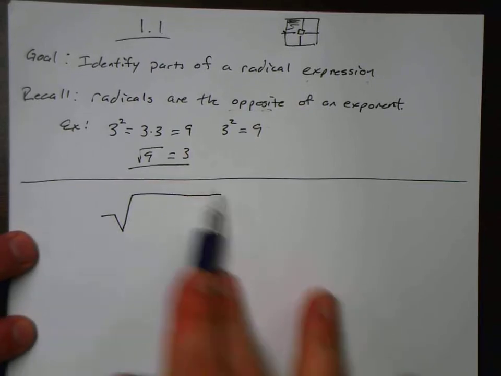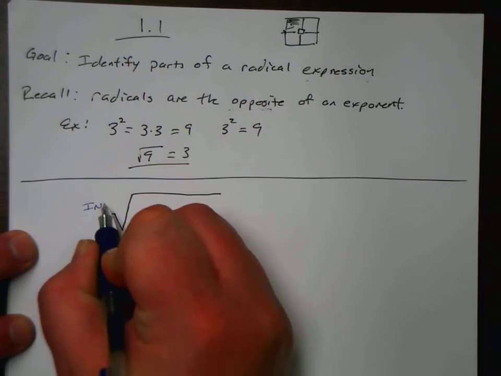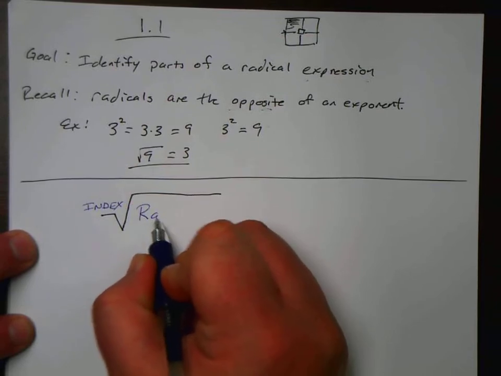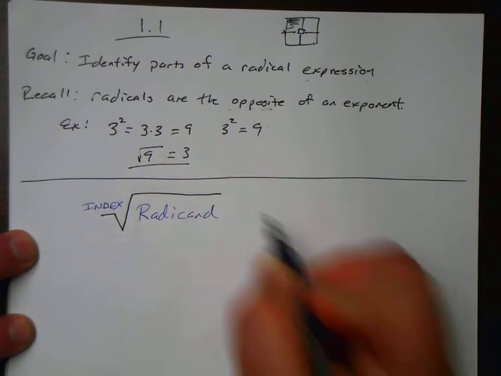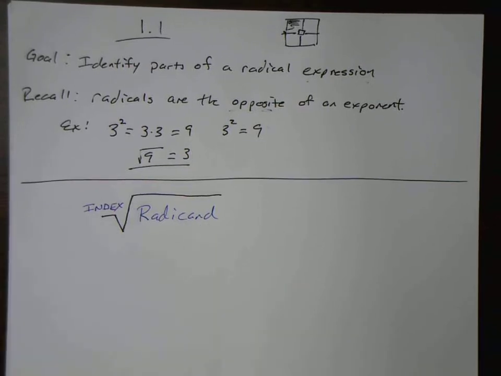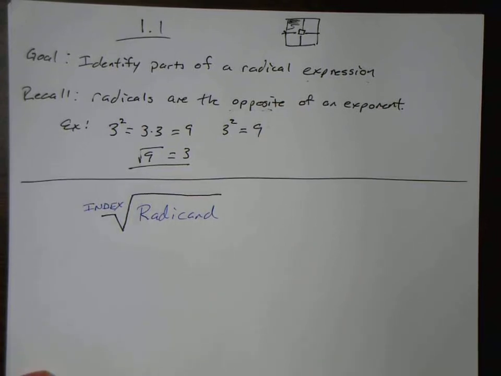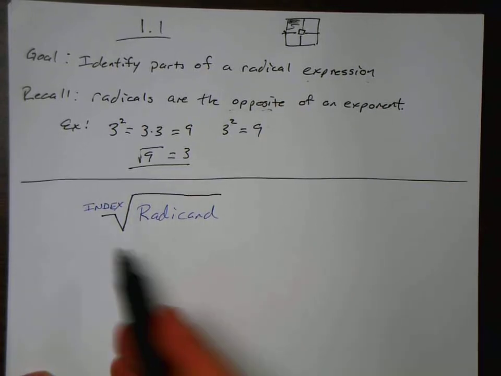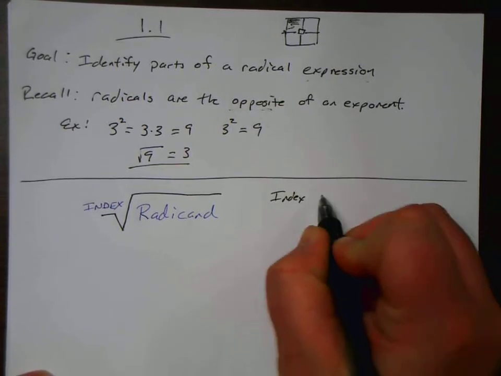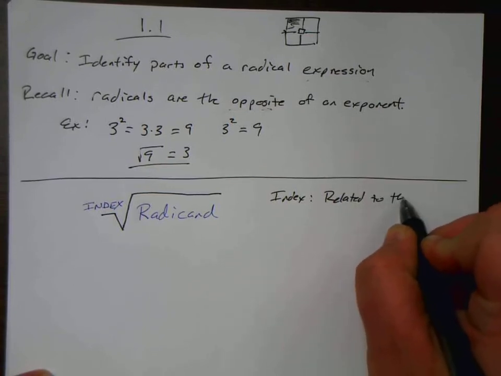And the radical has 2 main parts. The first part is the index. The second part is the radicand. All right, radicand. It's kind of a weird word, but a radicand is anything underneath the radical. All right, so we need to understand these parts here. So the index, that is related to the exponent.